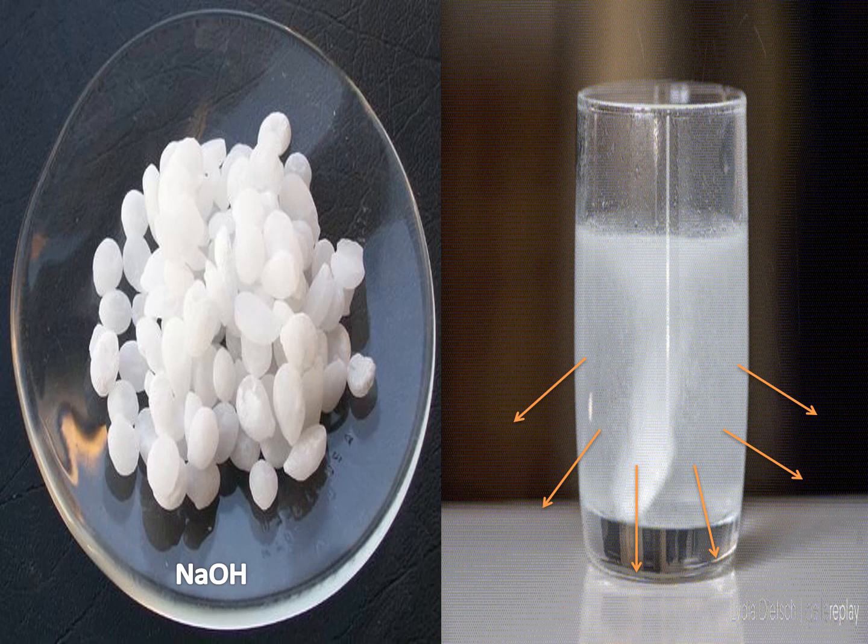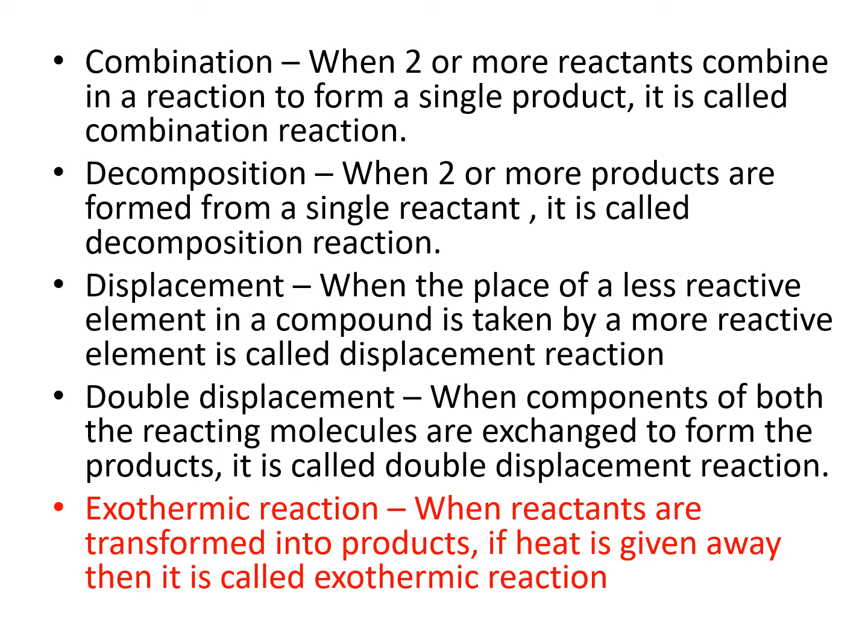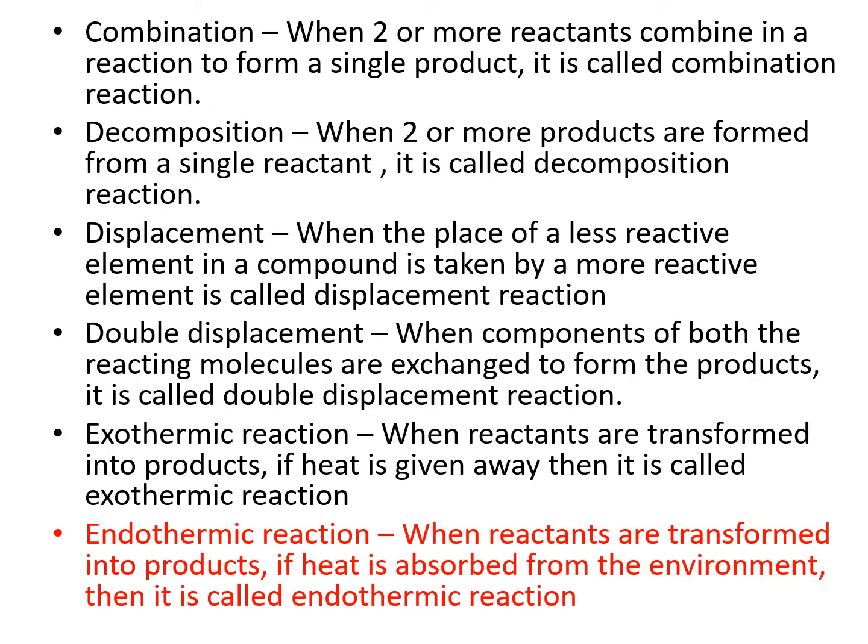Similarly, in the reaction in which NaOH was dissolved in water, heat was given out and therefore the temperature rises. The process in which heat is given out is called exothermic reaction or exothermic processes. So how can we define exothermic reaction? When the reactants are transformed into products, if heat is given away, then it is called as a exothermic reaction. And endothermic can be defined as when reactants are transformed into products and if heat is absorbed from the environment, then it is called as endothermic reactions.